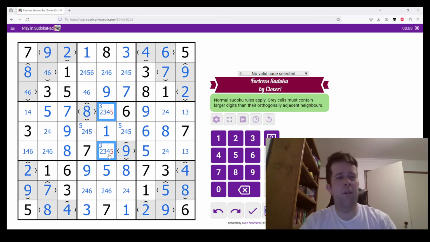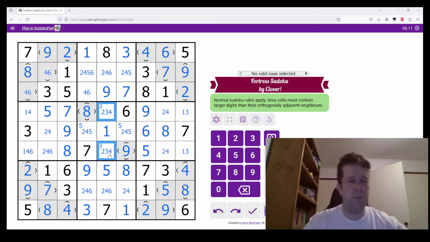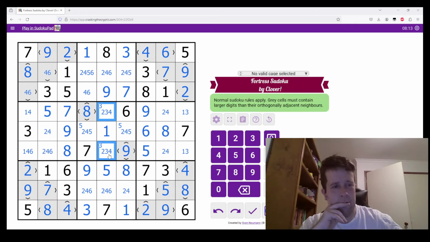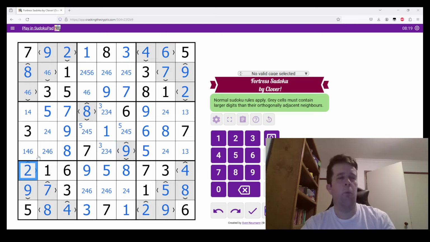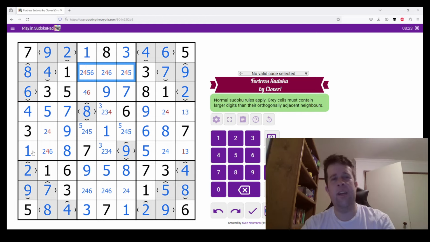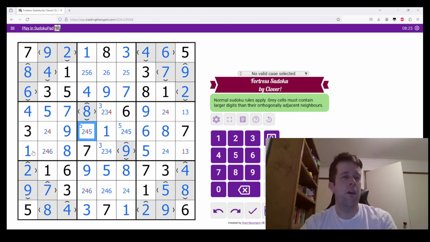Oh no, why do I feel like I've just forgotten a fortress somewhere? Oh, I have. Here it is. What's less than 2? Gotta be 1. 1, 4, 6, 4, and here goes the rest of the puzzle.